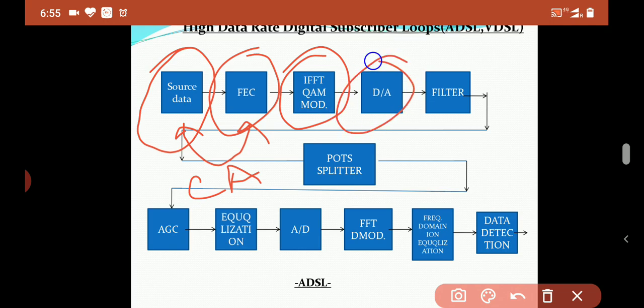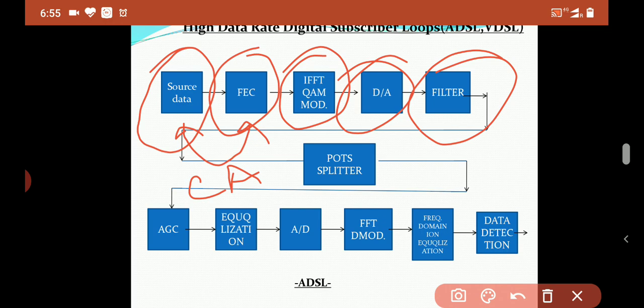Then there is a digital to analog conversion here. Then we have the transmitter filter here. Basically, the transmitter filter is a band pass filter used to prevent interference into the voice band and to smooth the discrete DSP samples. So this is an important thing.